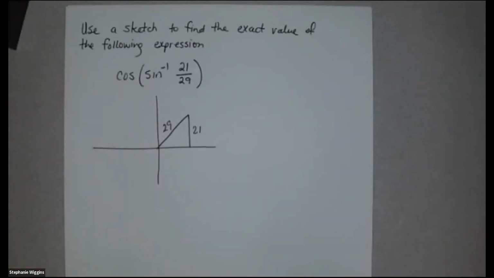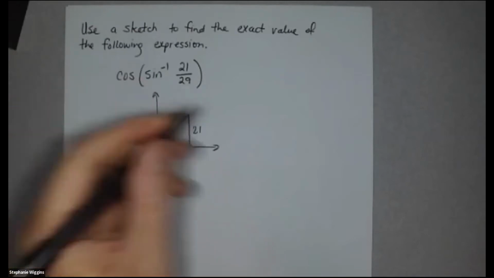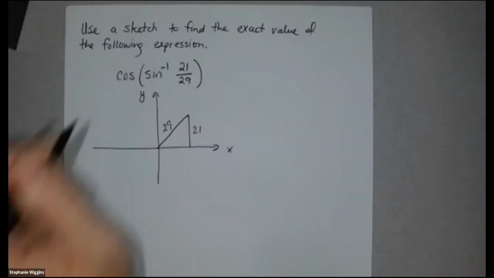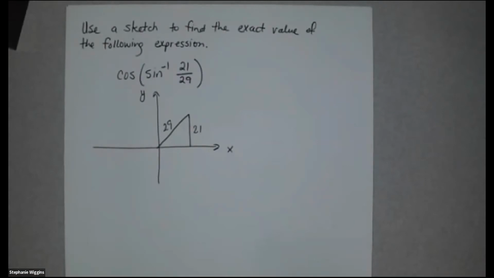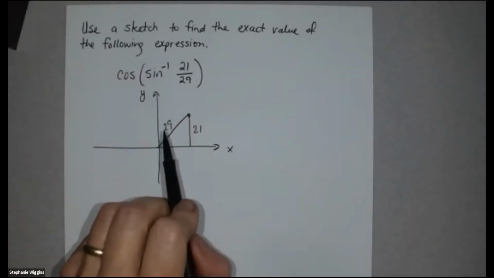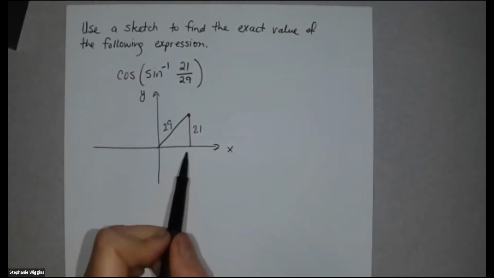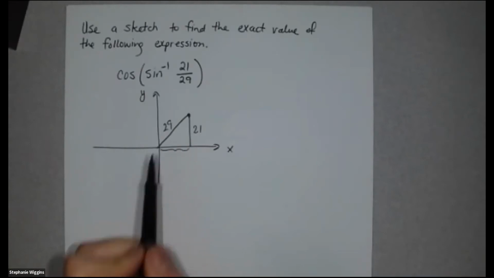So there's my sketch. It said to use a sketch to find the exact value of the following expression, and this is taken right from your homework. So there are a lot of problems in there like that. So I sketched it, but now I have to find the cosine. So I've got my sketch here, and in order to find the cosine, I need the x distance. That's this distance right here, okay?